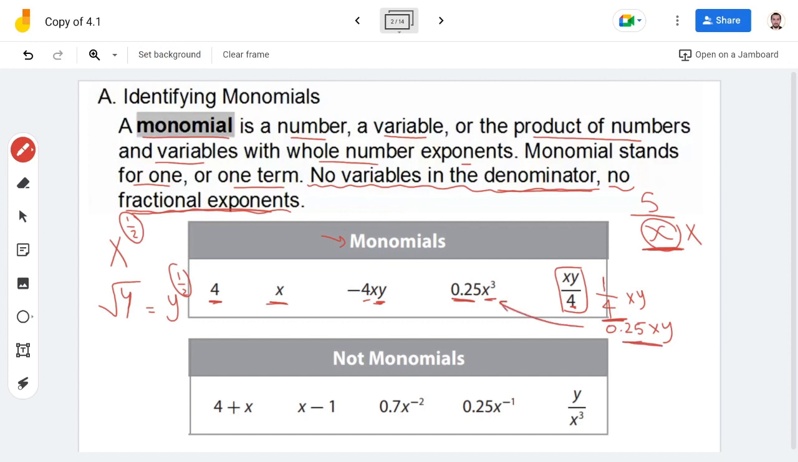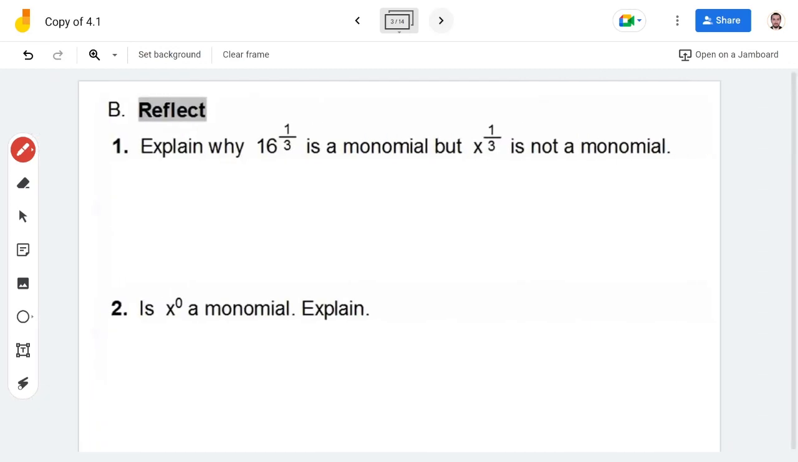Now, what are the not monomials here? 4 plus x is not a monomial because we have two parts. x minus 1 is not a monomial. 0.7x to the power negative 2 is not a monomial, because negative 2 is not a whole number. Also the same thing here, negative 1 is not a whole number. Here, we have a variable in the denominator, so that's why it's not a monomial. I hope you understand the meaning of monomial.